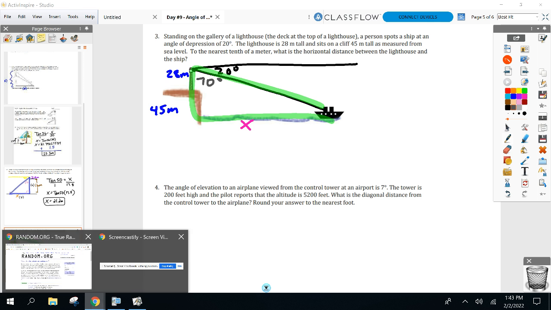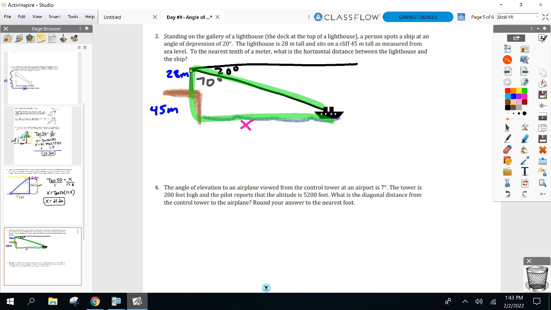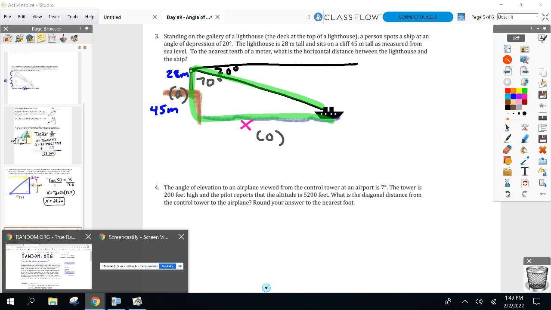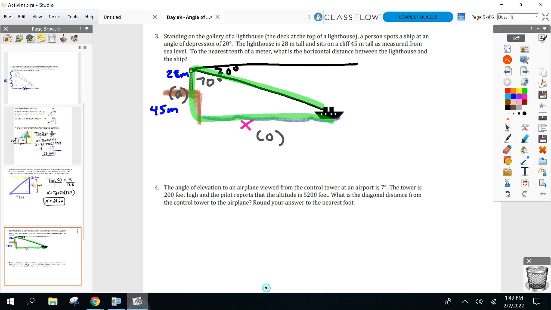Keep asking questions from people. What's the x compared to the 70? The opposite. And how about this other leg I'll be working with? The adjacent. Yep. I know this is a common theme today, but opposite and adjacent. Greg, what ratio?